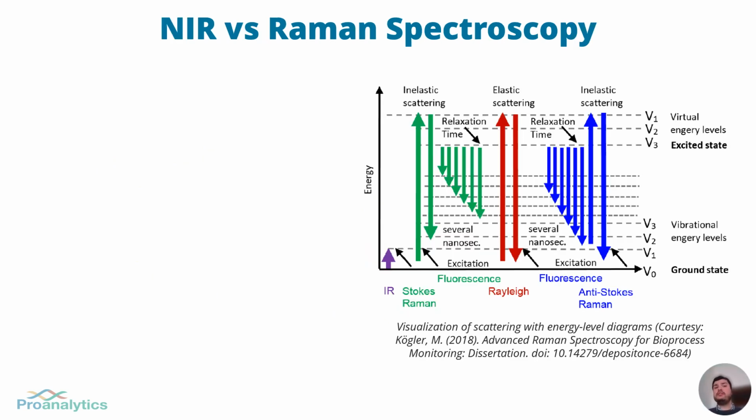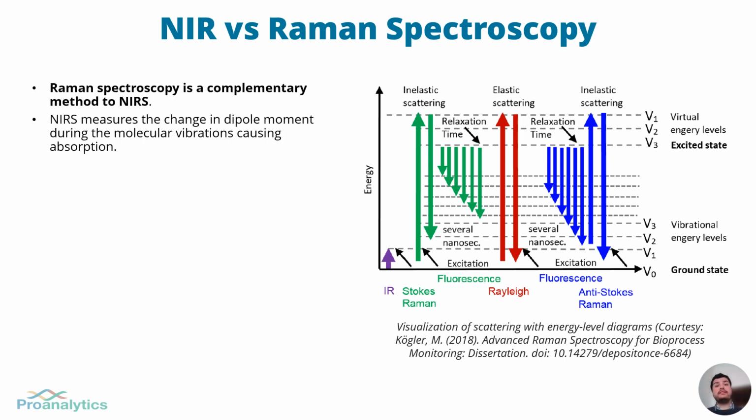The most major optical spectroscopy type that is compared to Raman spectroscopy is near-infrared spectroscopy. Raman spectroscopy is a complementary method to NIRS as it measures a different spectrum of the molecule. NIRS measures the change in dipole moment during molecular vibrations causing absorption, whereas Raman spectroscopy measures the change in polarizability during the molecular motions.